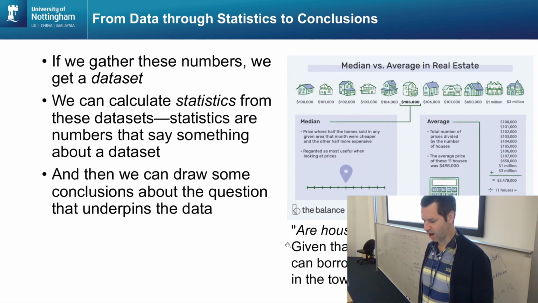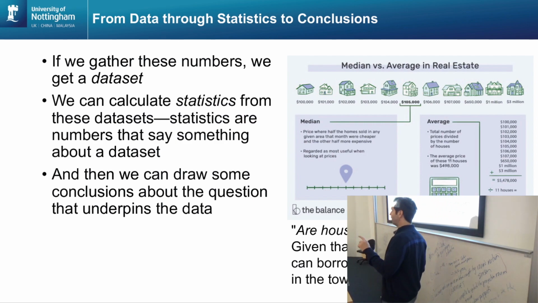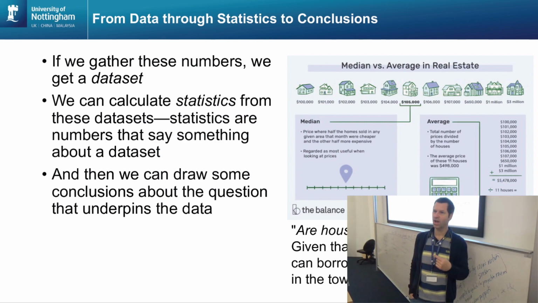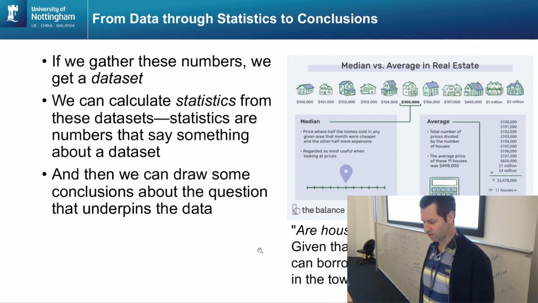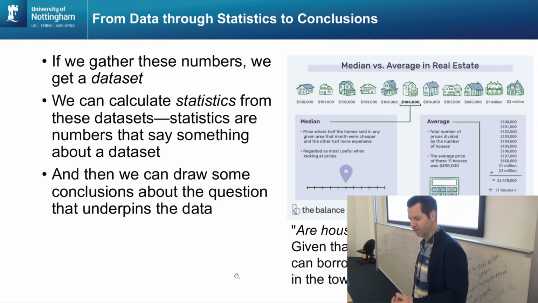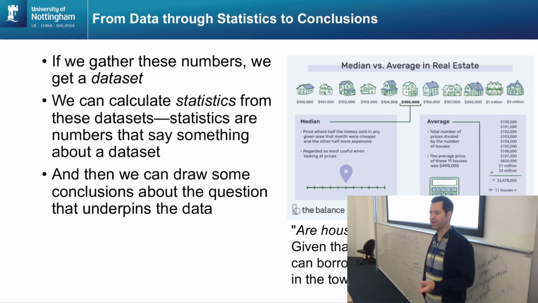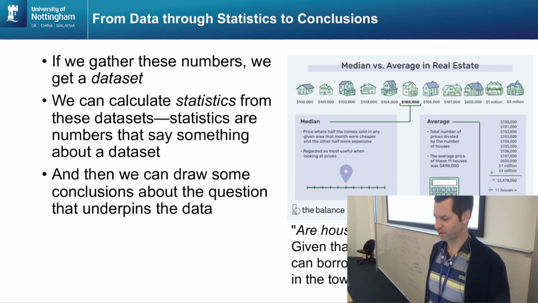Here's an example. Are houses affordable in this given town, right? In that case, we would have to look at the house prices of hundreds or thousands of houses and then make some comparisons. And we might use statistics. For example, most people in the town can borrow around $120,000, so maybe that town is affordable, depending on the average house price, for example, right?